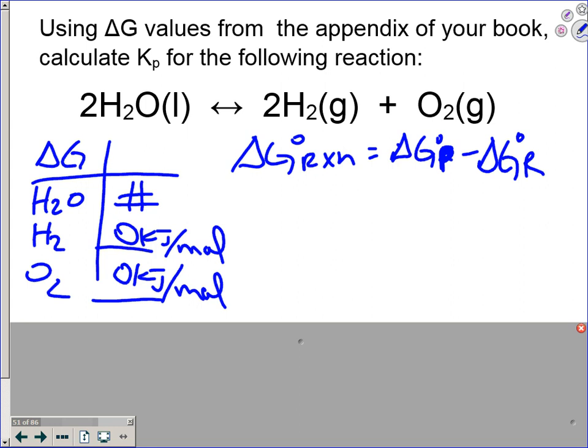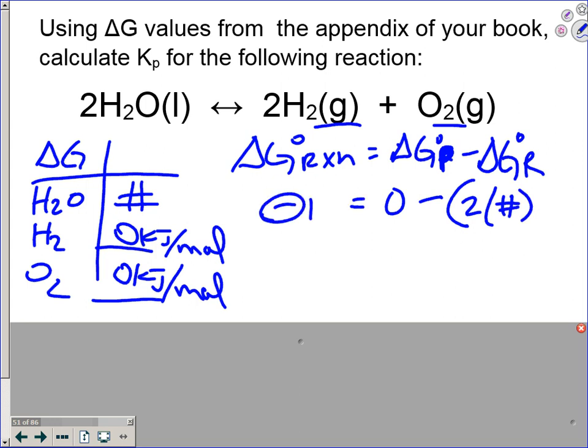So I'd be plugging in what here? Zeros, right? Because these are both free elements, minus how many? 2 times number, right? Because there's 2 waters. So 2 times number. I like to plug in fake stuff, sorry guys. So this is going to be a negative number, right? 0 minus this, assuming it's positive. Yeah.